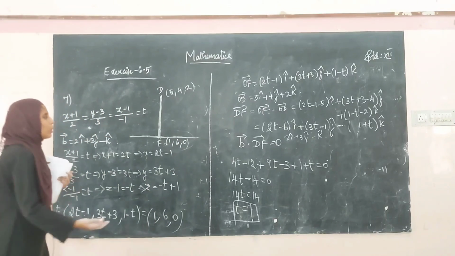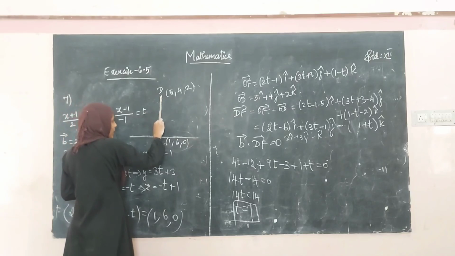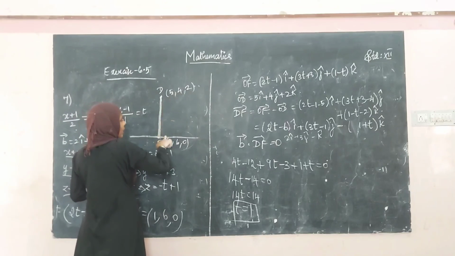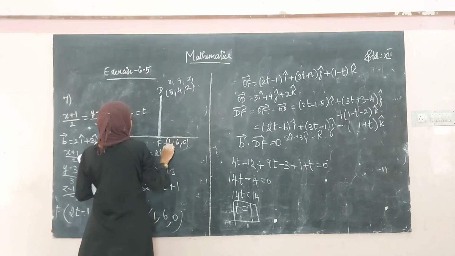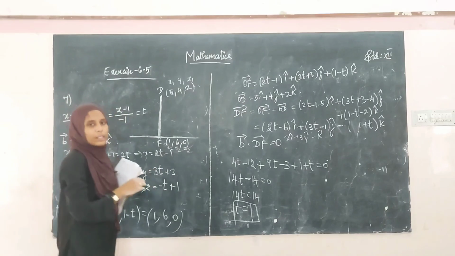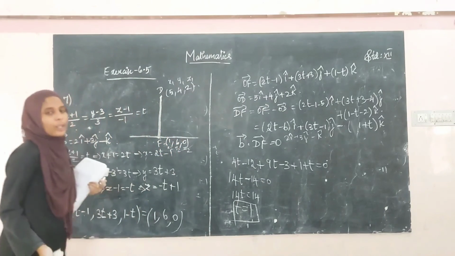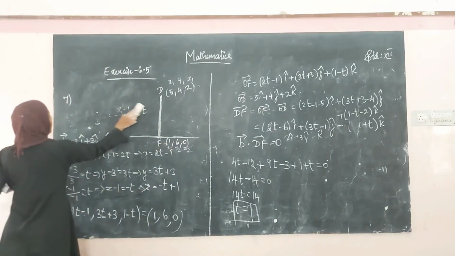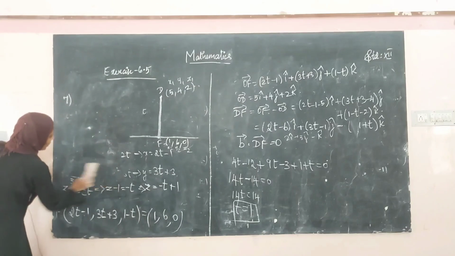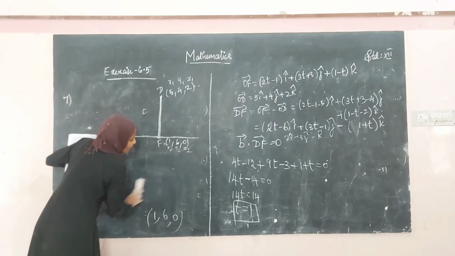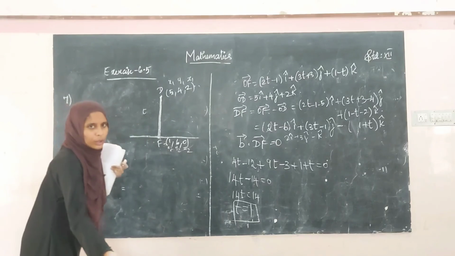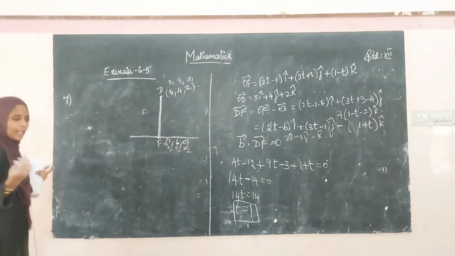Okay, so now we have to find the equation of this line. We know this is 1 point and this is 1 point. So let us take this as (x1, y1, z1) and (x2, y2, z2). So we can find the Cartesian equation, right? (x minus x1) divided by (x2 minus x1) equal to (y minus y1) divided by (y2 minus y1) equal to (z minus z1) divided by (z2 minus z1). That is also the equation of the straight line. You can use either method.